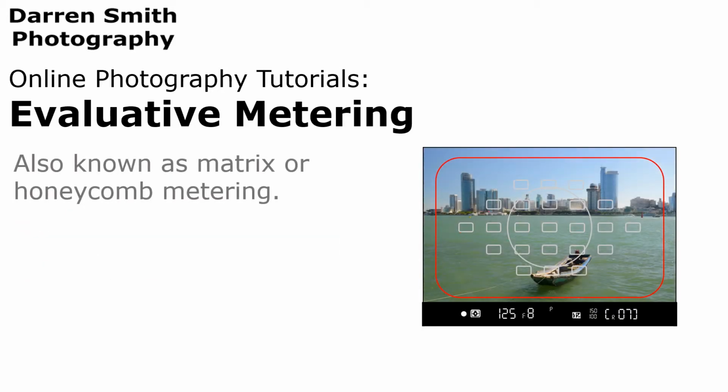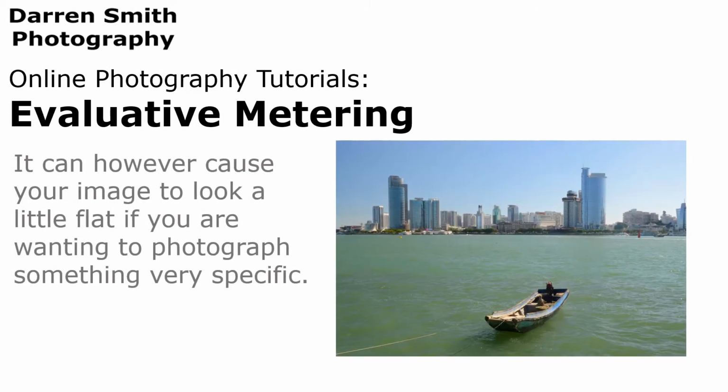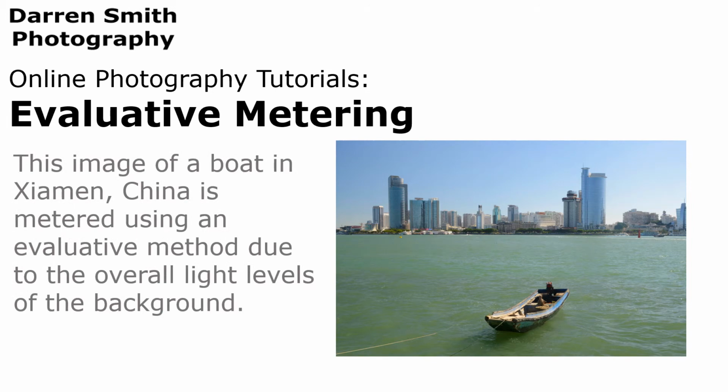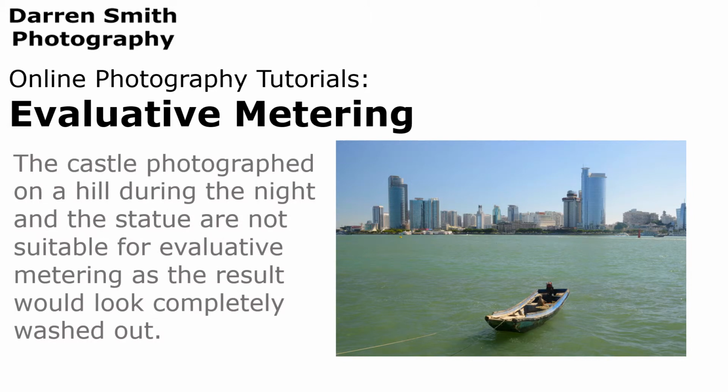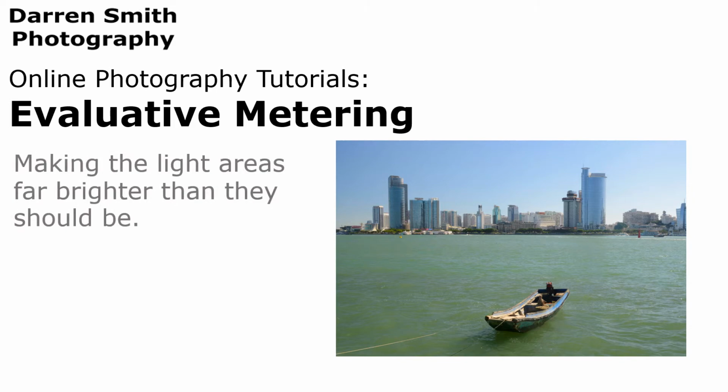Evaluative metering, also known as matrix or honeycomb metering, is where several areas of your composition are metered and an average reading is taken. This produces a very good balance across the whole of your image. However, it can cause your image to look a little flat if you are wanting to photograph something very specific. This image of a boat in Xiamen in China is metered using an evaluative method due to the overall light levels of the background. The previous 2 photographs of the castle on the hill and the statue are not suitable for evaluative metering, as the results would look completely washed out. This is because the exposure would attempt to compensate for the surrounding areas being dark, making the lighter areas far brighter than they should be.